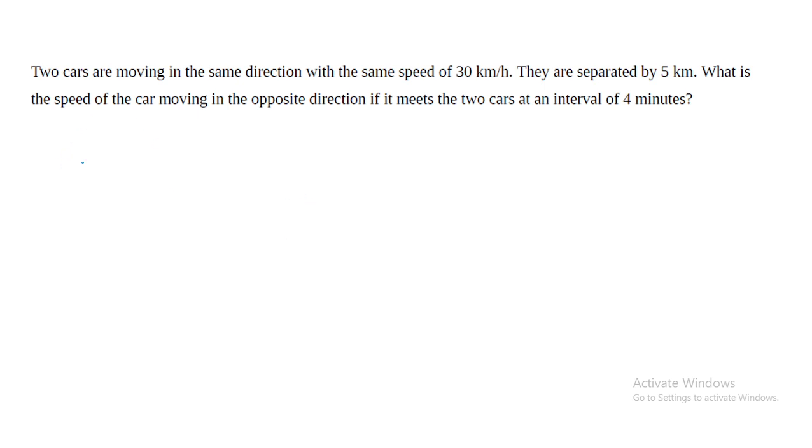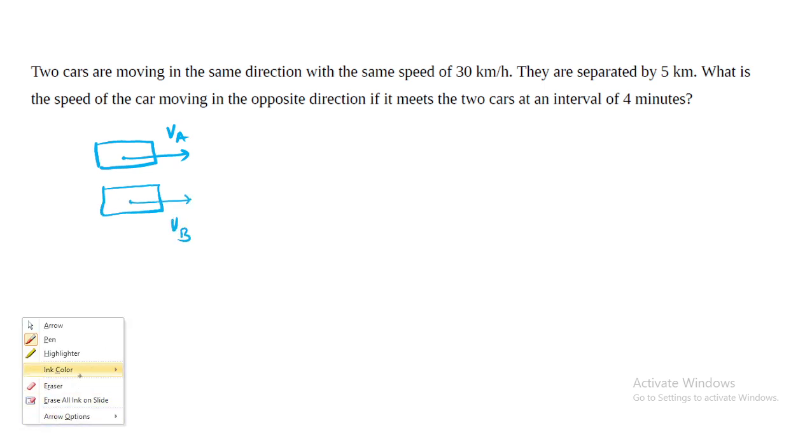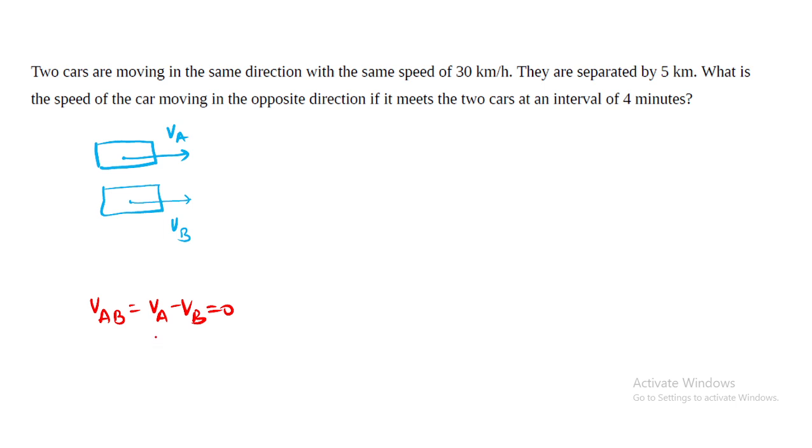So there are two cars, let me take VA. Another car is also there, VB. If they are parallel to each other with the same speed, thinking that they are in the same position, what is the relative velocity between them? Relative velocity of A with respect to B will be VA minus VB, which is 0.